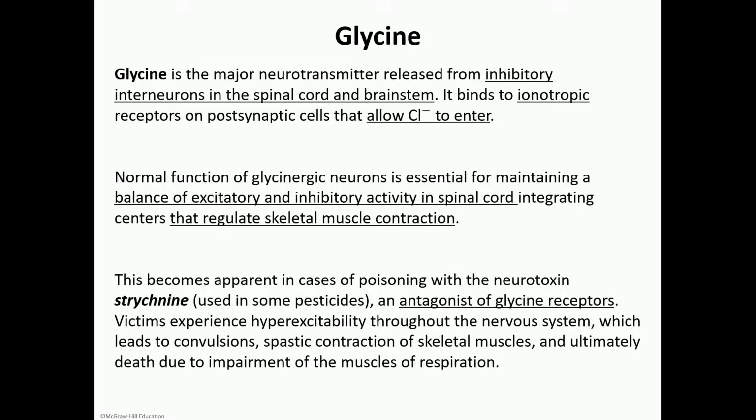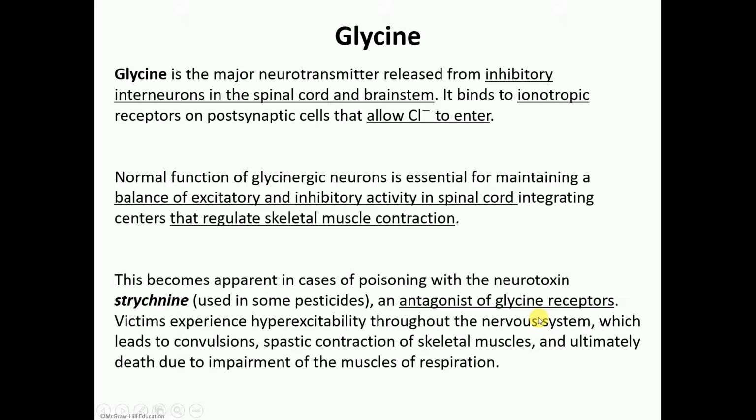That inhibition, that removal of all of those extra, unneeded motor impulses coming from the brain, is due to the effect of glycine. So glycine will regulate your skeletal muscle contraction. It will get rid of all of those unnecessary, extra signals going to your muscles. When we lose that, for example in the case of poisoning with strychnine, which is found in some pesticides, strychnine is an antagonist to glycine receptors.